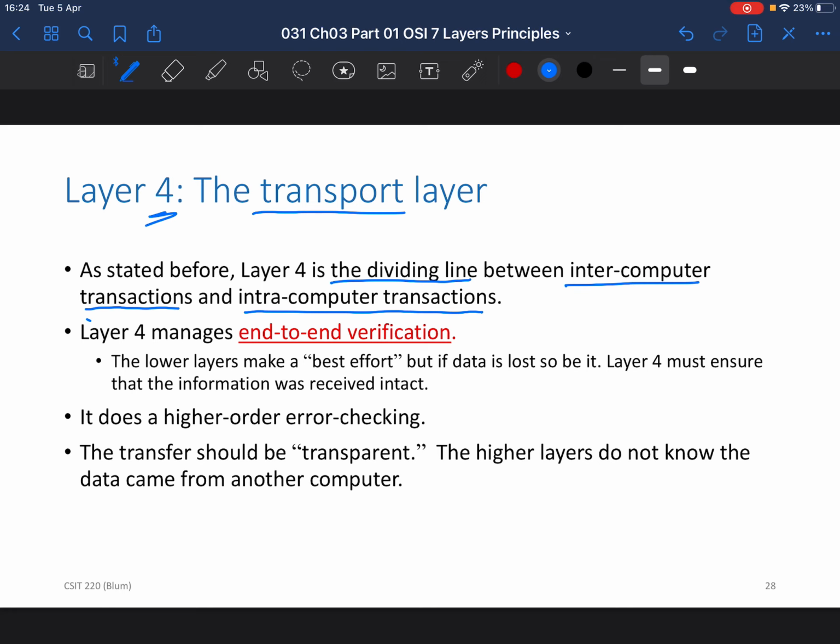Layer 4 manages end-to-end verification. The lower layer makes a best effort, but if data is lost, so be it. Layer 4 must make sure that the information was received intact. It does higher order error checking. So the transport layer also has error checking. The transfer should be transparent. The higher layers do not know the data came from another computer. Okay, that is the transport layer.